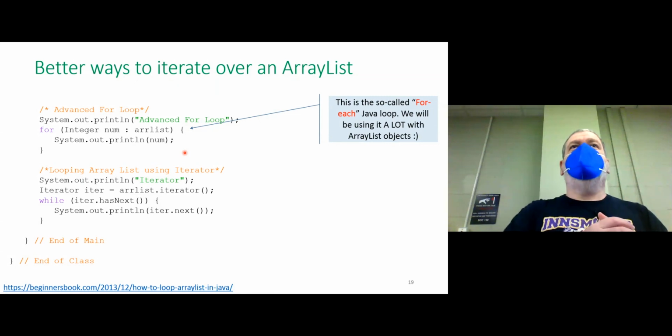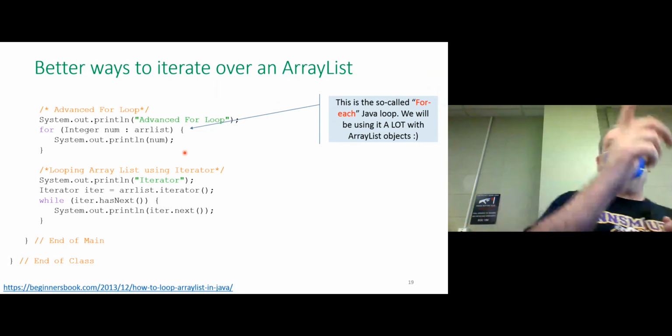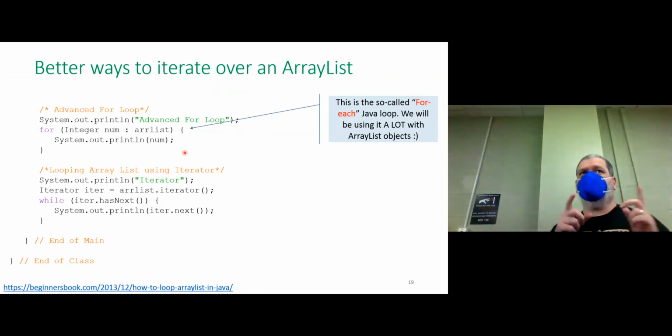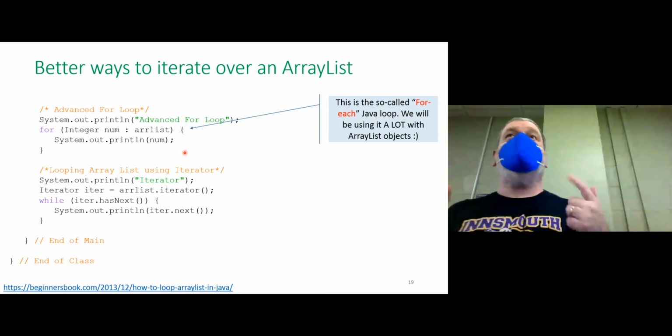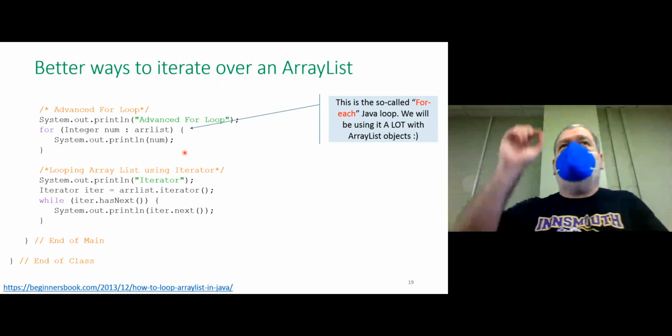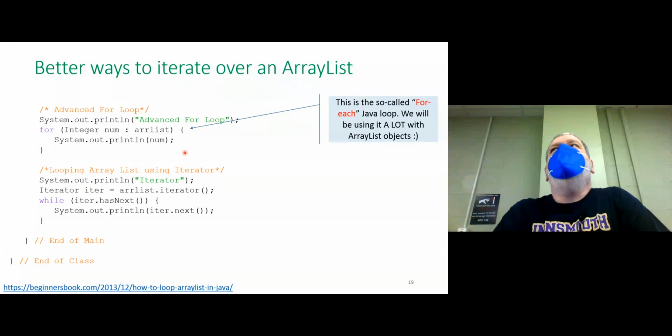Yes? Are we still unable to set values with array list in the for each loop? So we can set value. We have a set method. Okay, so the question is, can we still set values in an array list? Yes, we can use the set method to set a value at a specific index.